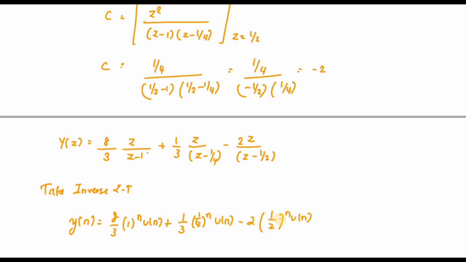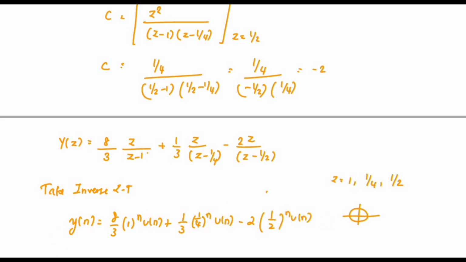So if you consider this equation, the pole locations are z is equal to 1, 1 by 4 and 1 by 2, right? So these must be inside the unit circle. Z is equal to 1 by 4 and 1 by 2 are inside the unit circle.